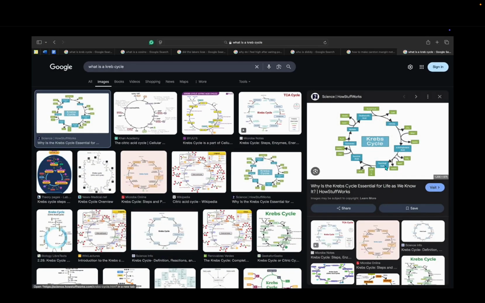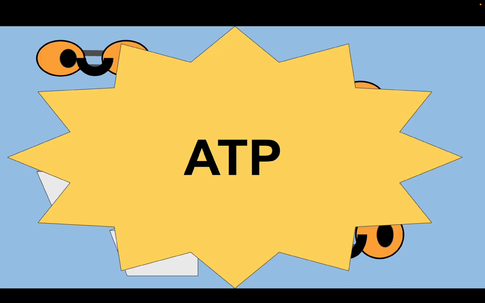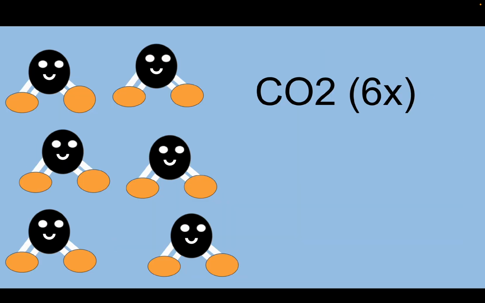Yo, what is this? Anyway, the Krebs cycle uses ATP molecules to rearrange the molecules to make CO2 and 2 ATP molecules.